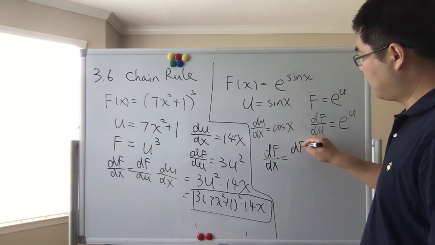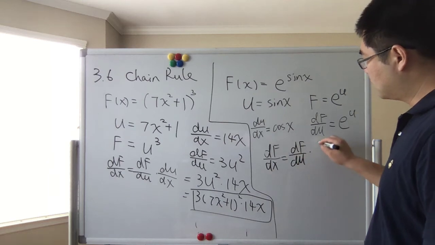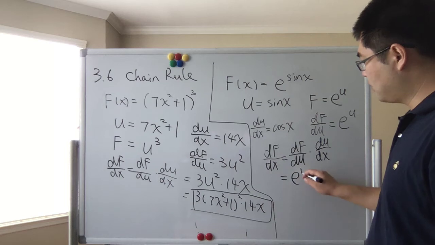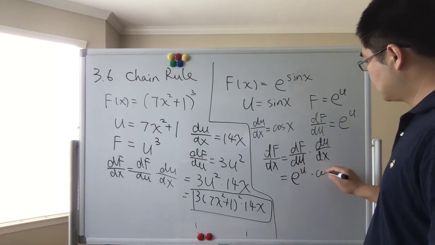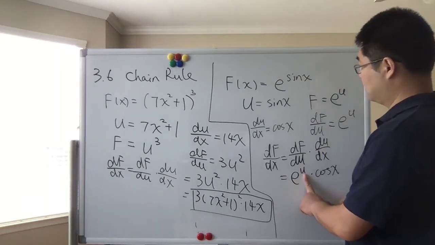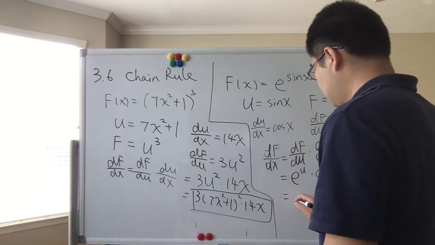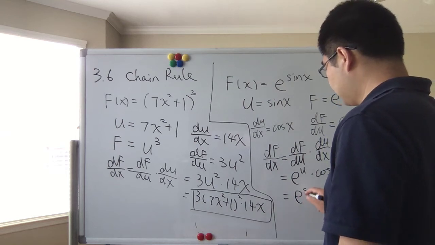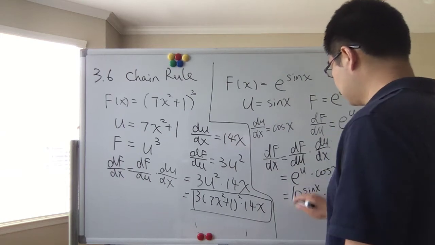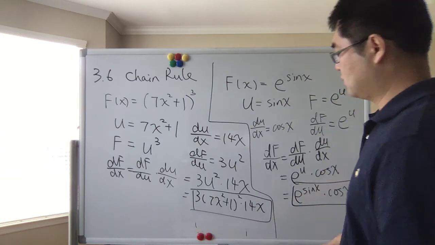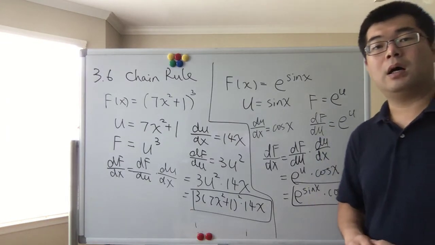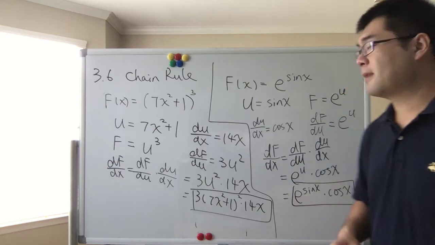equals df du times du dx, which gives us e to the power of u times cosine of x. And then we substitute u back with sine of x. So that is e to the sine of x times cosine of x. So these are the two other chain rule problems.